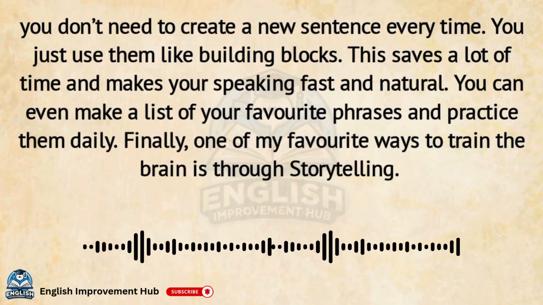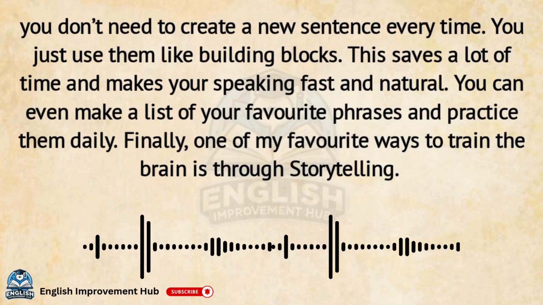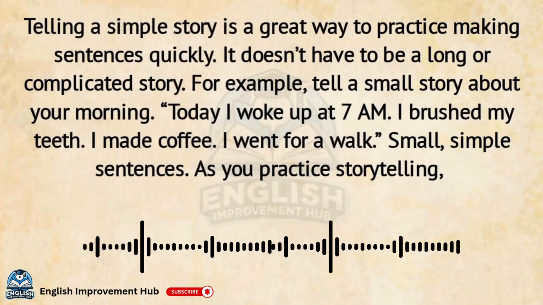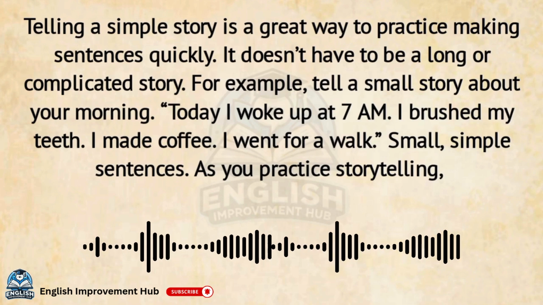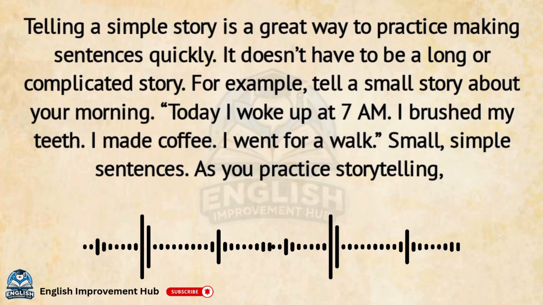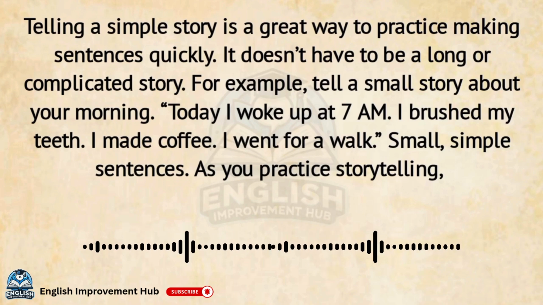Finally, one of my favorite ways to train the brain is through storytelling. Telling a simple story is a great way to practice making sentences quickly. It doesn't have to be a long or complicated story. For example, tell a small story about your morning. Today I woke up at 7 a.m. I brushed my teeth. I made coffee. I went for a walk.